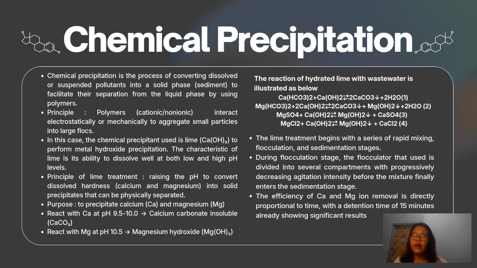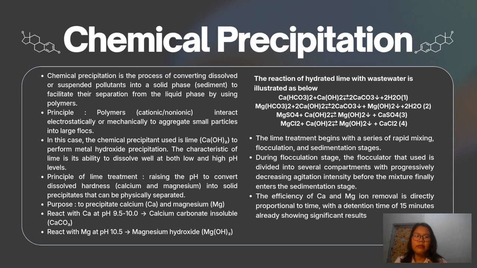The principle of lime treatment is raising the pH to convert dissolved hardness, which is calcium and magnesium, into solid precipitates that can be physically separated so that they become sediment. The purpose of this precipitation is to precipitate calcium and magnesium, with the reaction for calcium at pH 9.5 to 10 and the reaction for magnesium at pH 10.5.